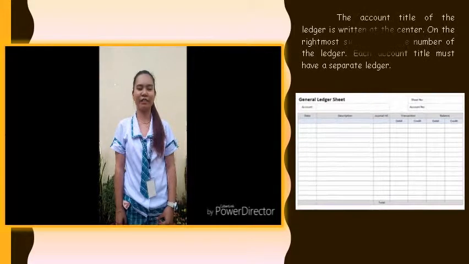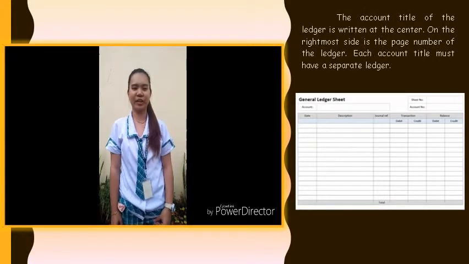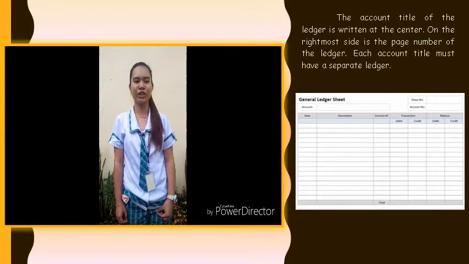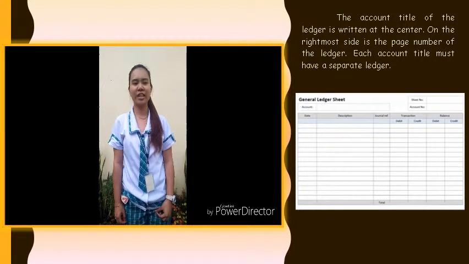The account title of the ledger is written at the center. On the rightmost side is the page number of the ledger. Each account title must have a separate ledger.